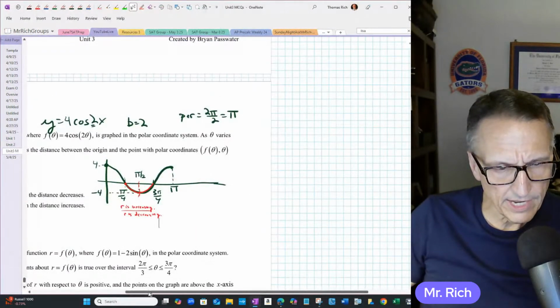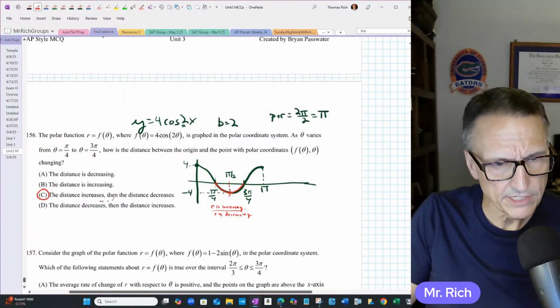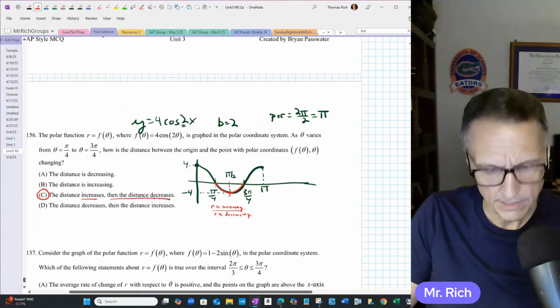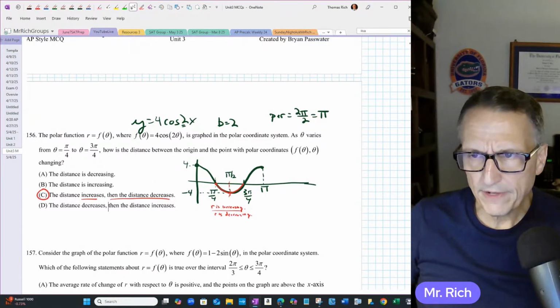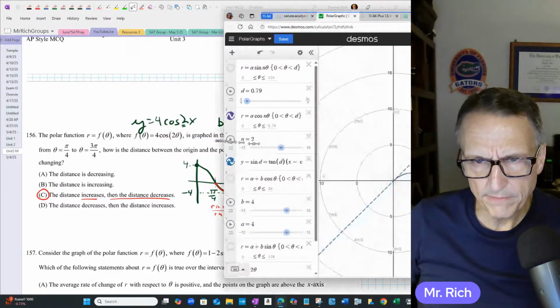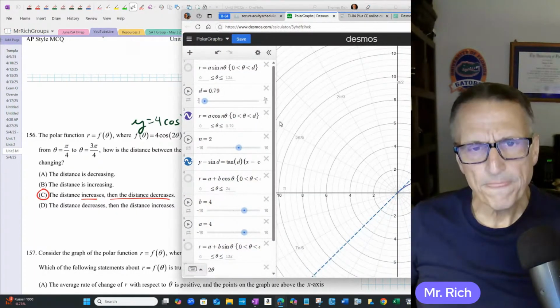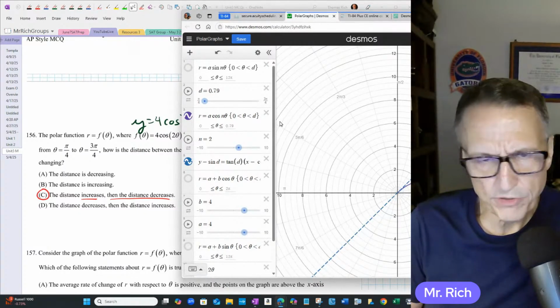So when you take a look at our answer choices, it's going to be C. The distance increases, but then the distance will be decreasing. Now, the other thing that I wanted to show you is what this looks like on a polar graph. This really isn't something that would be too easy to do by hand as you're answering that multiple choice question without a calculator.